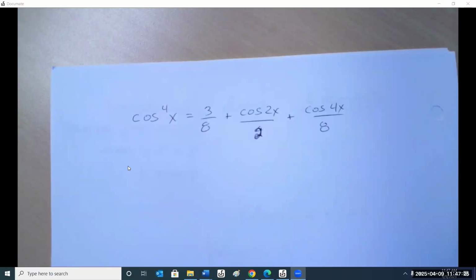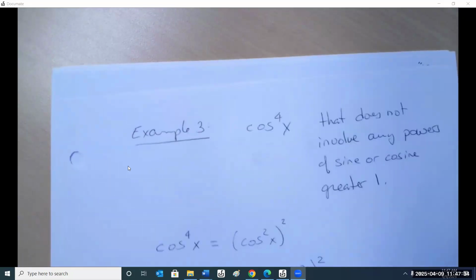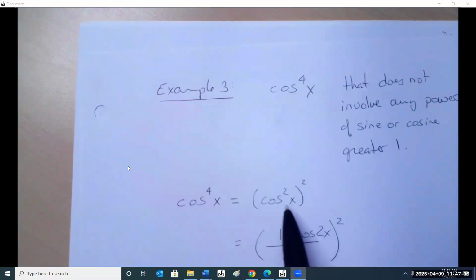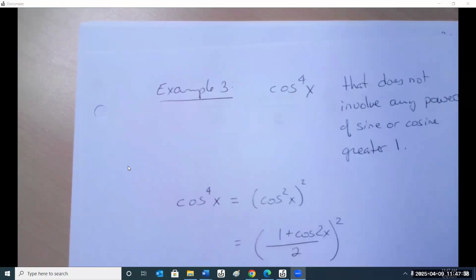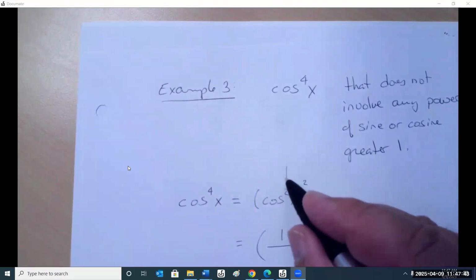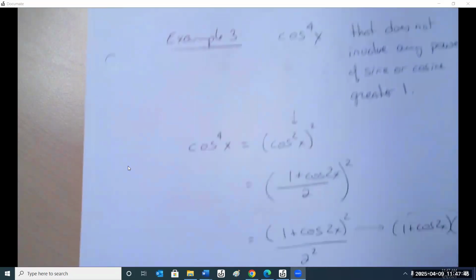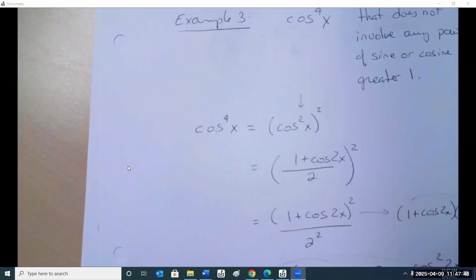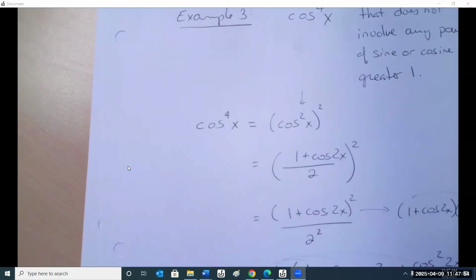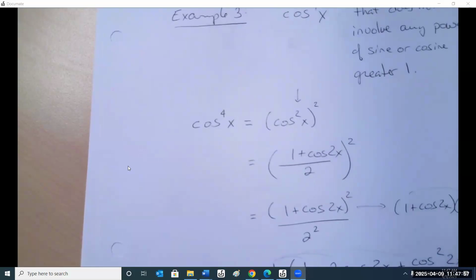The difficulty level of this one would include what? First off, knowing where to start. Going from here to here. Why is that the only logical thing we can do? Because we have formulas with cosine squared x. Once we do that, then we could just expand it. And then from there, that gets rid of all of our exponents.